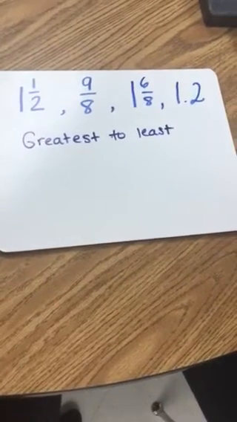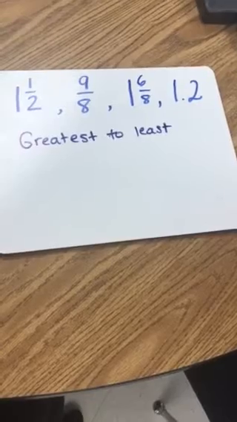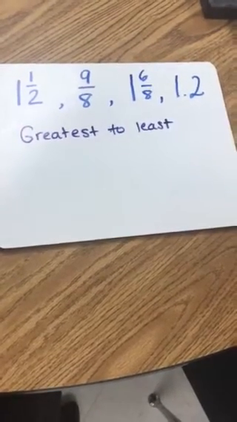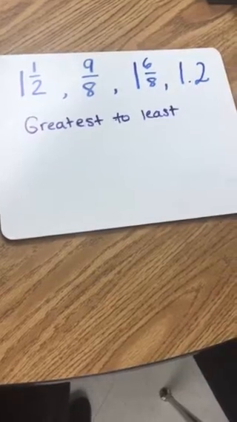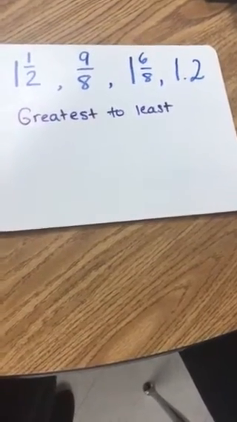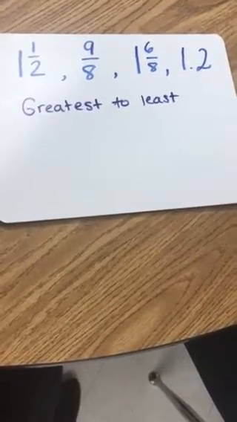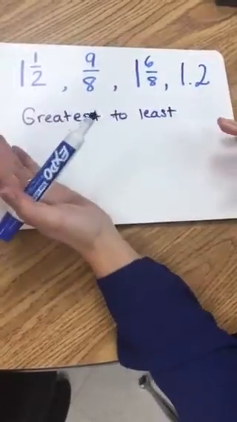We have 1.5, 9/8, 1 6/8, and 1 2/10. And we're going to have you order that from greatest to least. So if you want to pause the video and try it yourself first, you may do that, or you can watch us try and solve, and we'll do it first for you. All right, so we're going to go and first convert these to decimals.